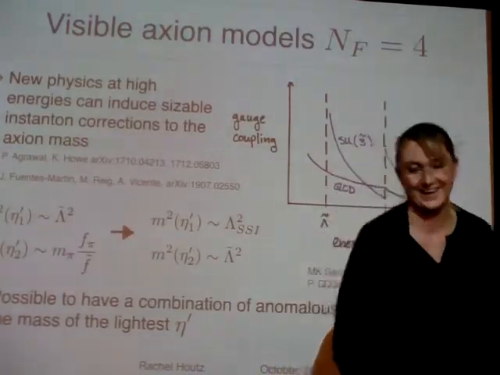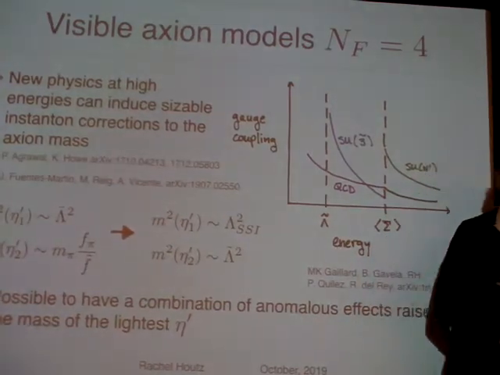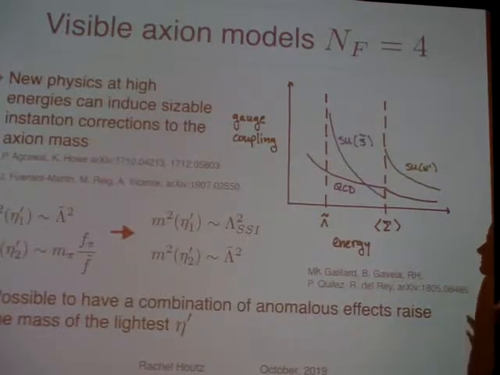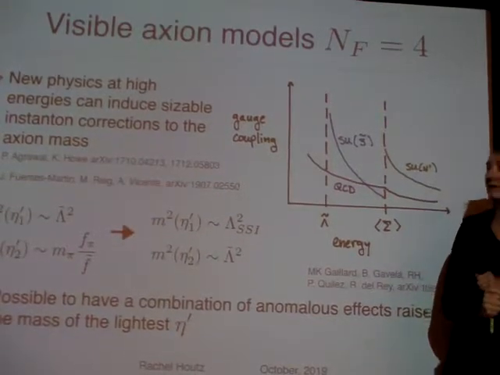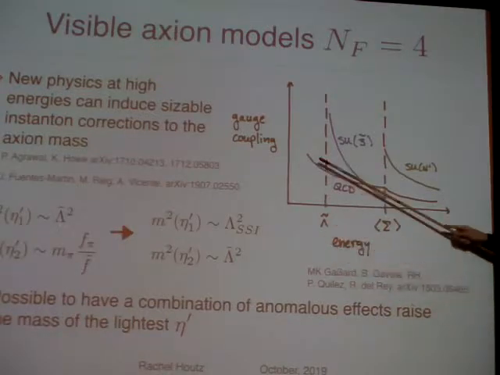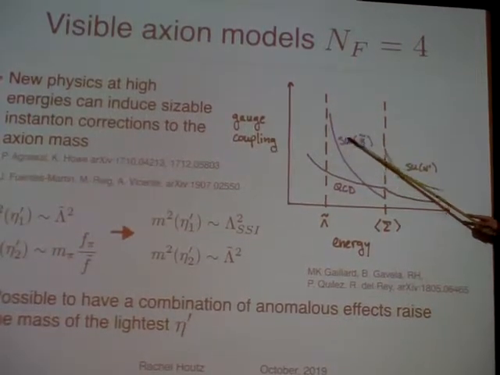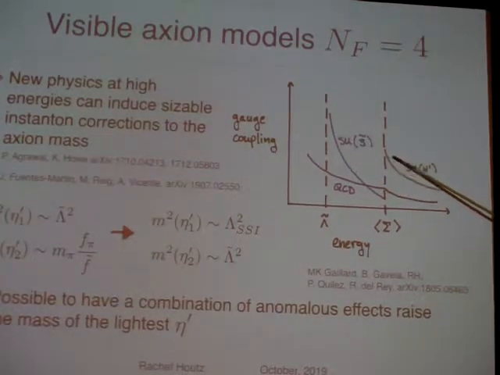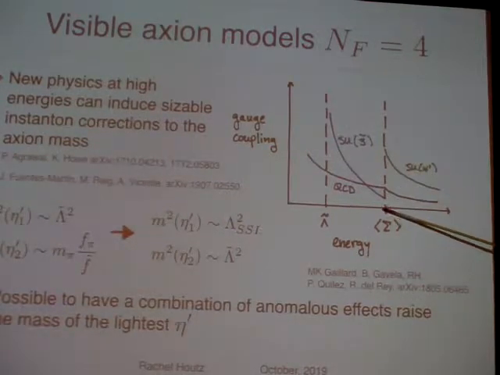But there are also visible axions for N_F equals 4. New physics at high energies can induce sizable corrections to the axion mass via small size instantons. Here's a quick sketch of an example of how that works. Here you have QCD and you have this exotic group. And if you play some game where you have some spontaneous breaking of a gauge group, one of these gauge groups could get really strong, but still perturbative, and then has some diagonal breaking here.